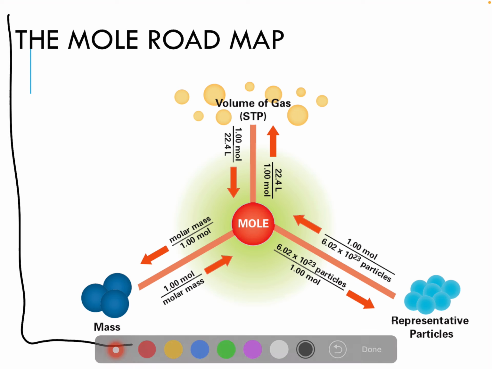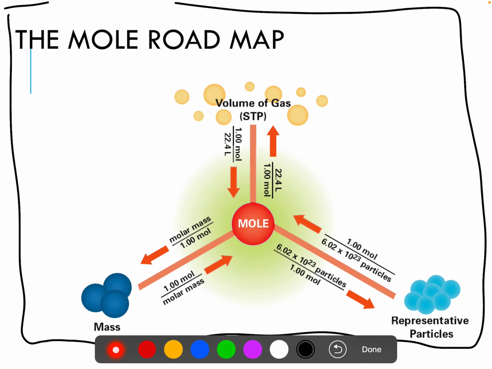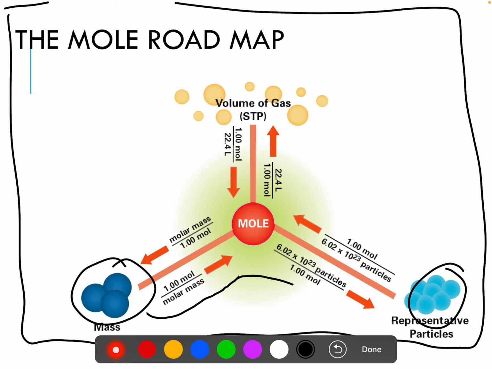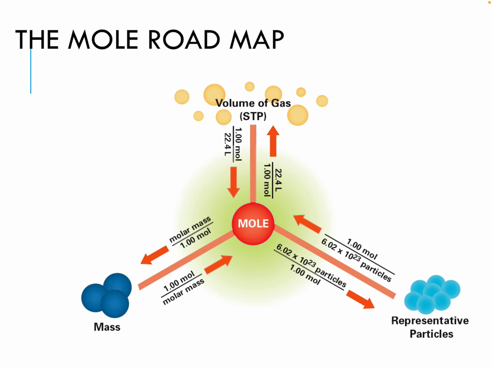This right here is a great resource. All right, the mole roadmap. Memorize this. It shows you which direction you're going. So if I'm starting with mass and I want to go to particles, this is how I'm going right here. So I multiply by this first, 1 over the molar mass, and then by Avogadro's number over 1 mole, and you just follow it. It doesn't get any easier than that. Now, you can't use this on the test, but it can help you memorize, so I highly recommend that.